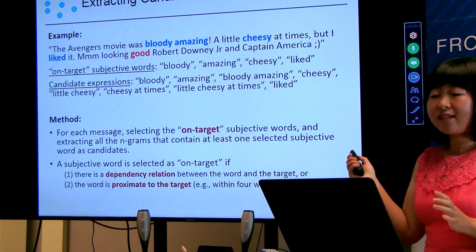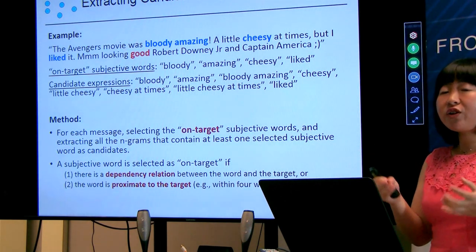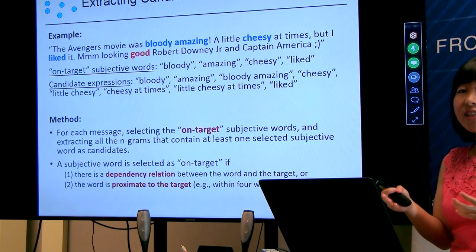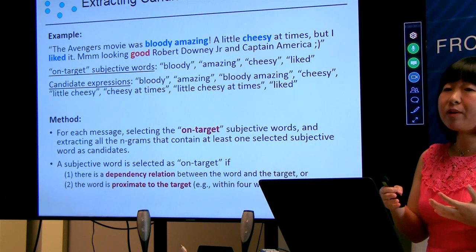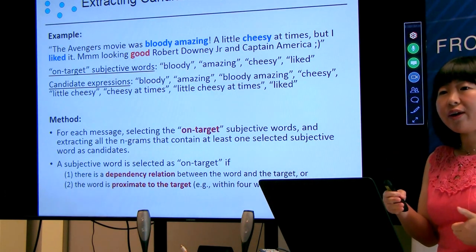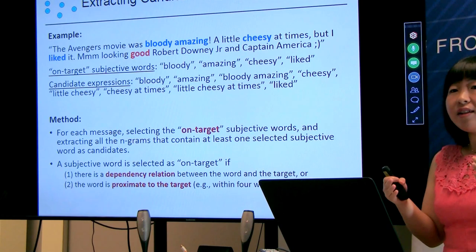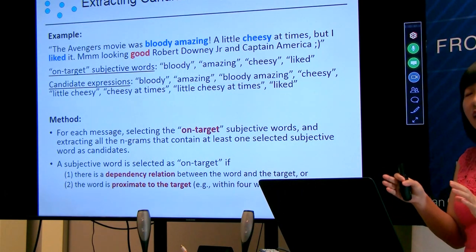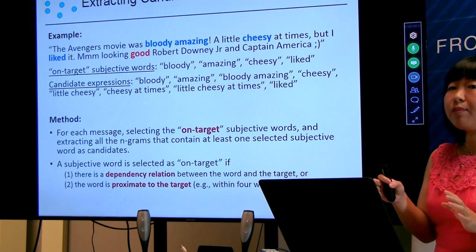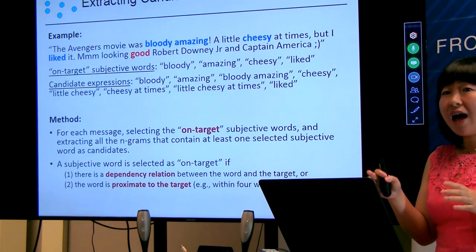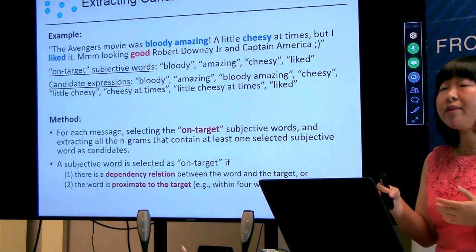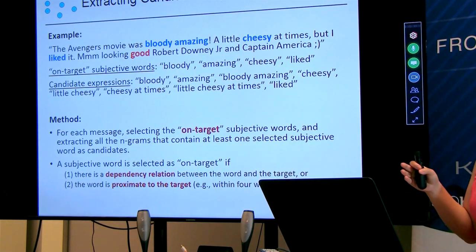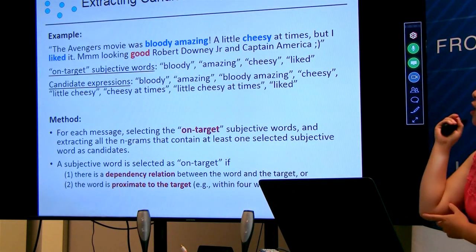In order to extract candidate expressions, we first build a large subjective lexicon. We collect subjective words from MPQA, SentiWordNet, and other sentiment lexical resources. However, we also want to cover slang words, so we developed a propagation algorithm to identify slang sentiment words from Urban Dictionary. It's covered in my paper, so if you're interested, you can read the paper.